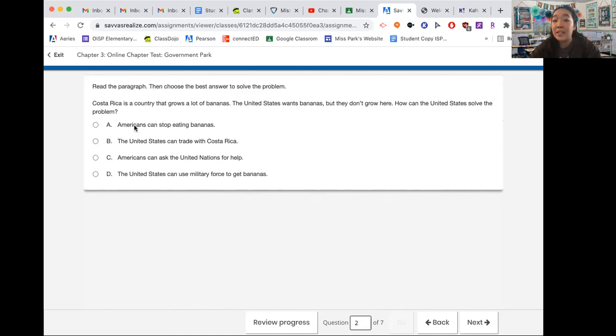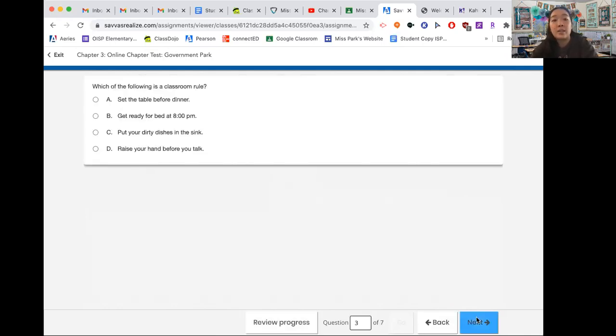A, Americans can stop eating bananas. B, the United States can trade with Costa Rica. C, Americans can ask the United States nations for help. Or D, the United States can use military force to get bananas. What is the best answer? I see a lot of you guys saying B. America can trade, let's say that we have a lot of gold here. We can trade some gold for bananas.